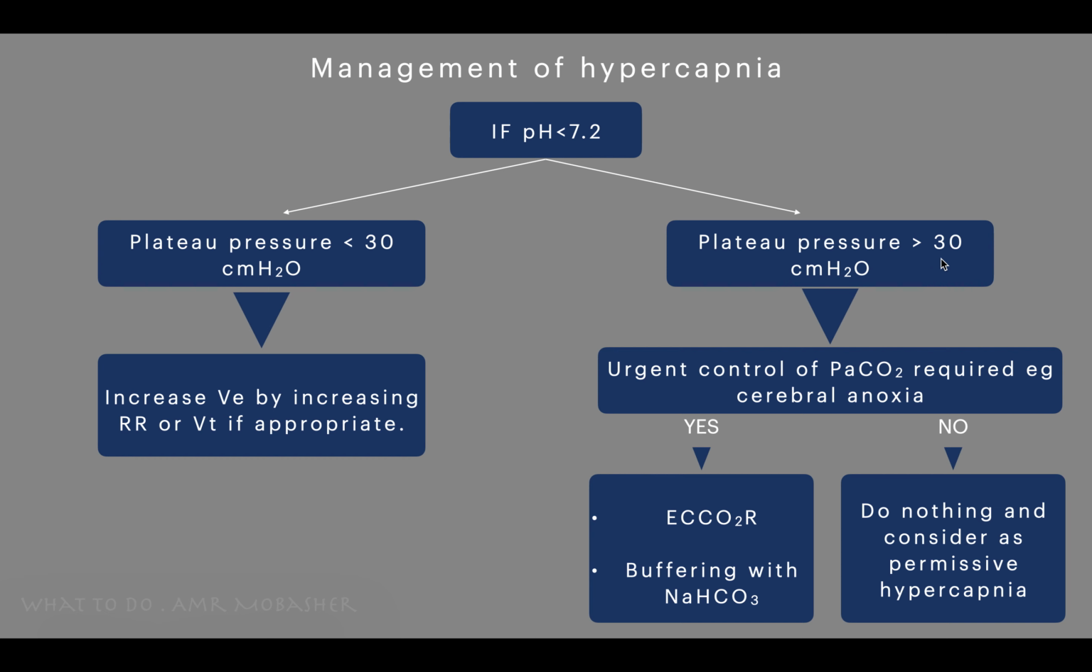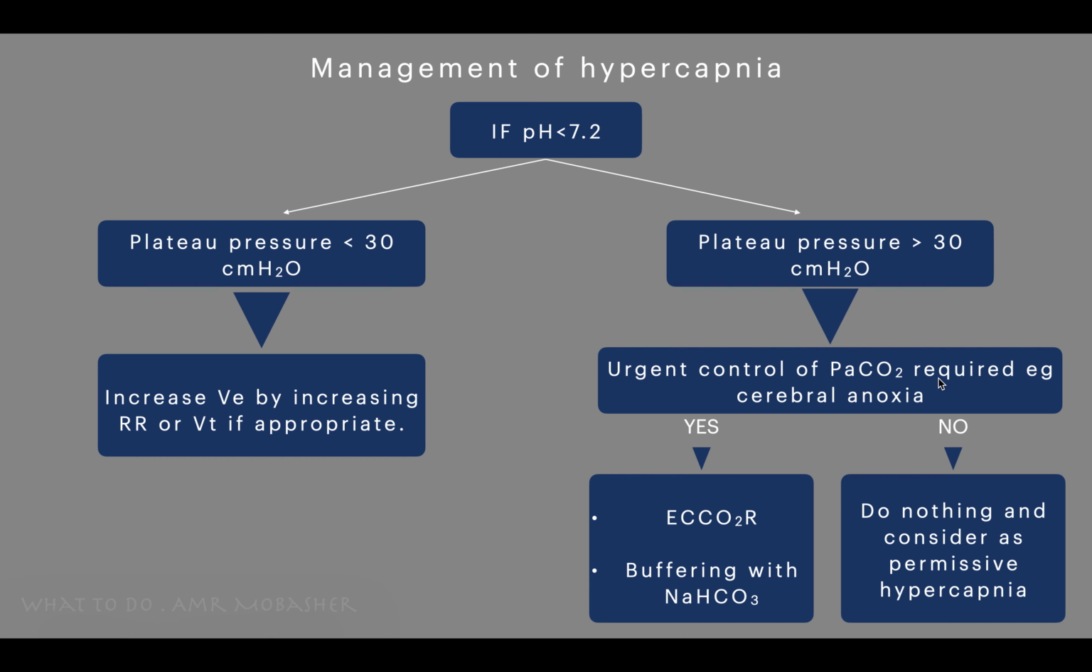So what can I do now to correct the CO2? Now stop and think. Stop and think. Do I need urgent control for PaCO2 for that patient? Sometimes we have a neurological condition with the acute severe asthma. So the higher CO2 would be deleterious for this patient. I need to correct it.